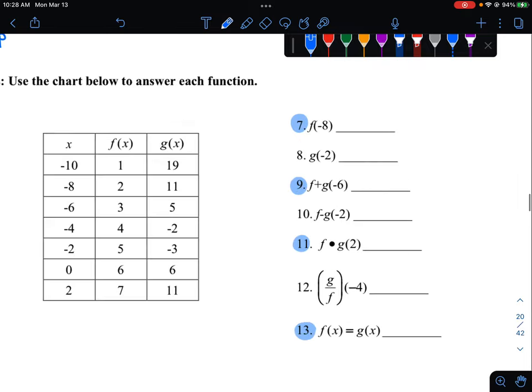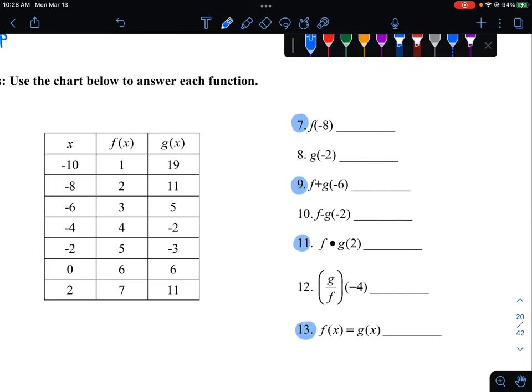Now, evaluating given a chart, right? So they want f of -8. So I'm going to go to -8 and my f of x is at 2. When they're asking me to add, that means I'm going to go to -6 here. And I'm going to take f of x and g of x and add those together. So f of x is 3, g of x is 5, so 3 plus 5 is 8.